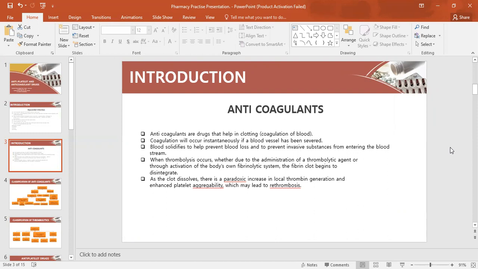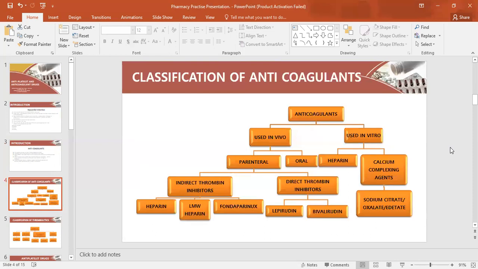When thrombolysis occurs, whether due to the administration of a thrombolytic agent or through activation of the body's own fibrinolytic system, the fibrin clot begins to disintegrate. As the clot dissolves, there is a paradoxical increase in local thrombin generation and enhanced platelet aggregability, which may lead to rethrombosis. Now we have the classification of anticoagulants, thrombolytics, and antiplatelets.